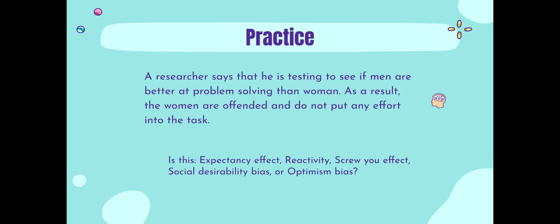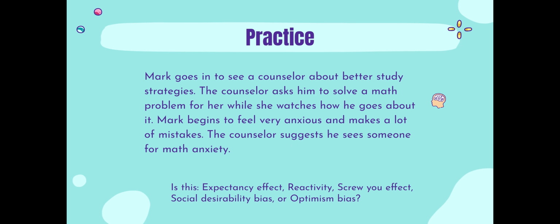Next, we get into practice examples. The first scenario involves a researcher telling participants he's testing whether men are better at problem solving than women. The women feel offended and don't put in effort. This is an example of the screw-you effect, where participants deliberately act opposite to what's expected, often out of defiance or annoyance.